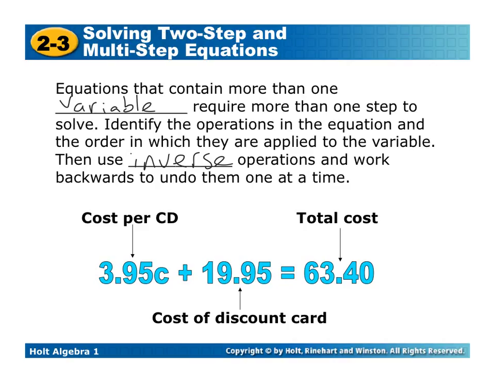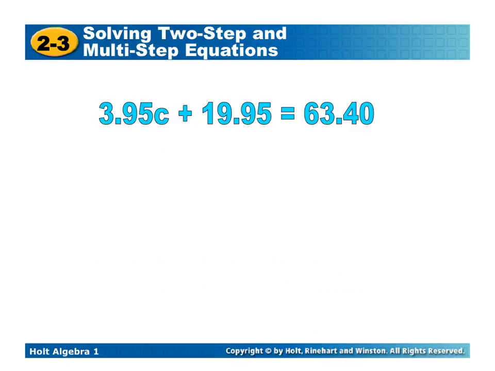So for example, if we looked at this equation, we have 3.95c plus 19.95 is equal to 63.40. The cost of the CD is $3.95 per CD, you have a discount card of $19.95, and your total cost is $63.40. If we wanted to figure out how much c was, we could work backwards. Because $3.95 is combined with c, normally we would multiply first then add, but if we're undoing our order of operations, we want to do the opposite first.